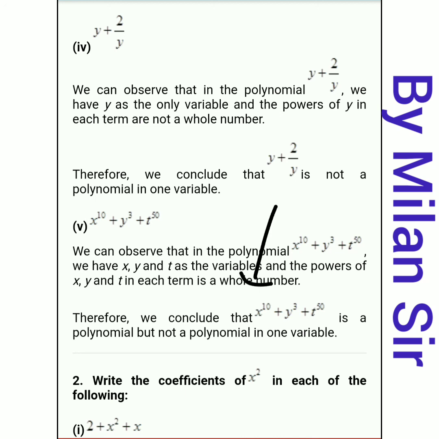Right? Here it is written that it is a polynomial but not a polynomial in one variable, because in total we have 3 variables. So here we need to check the conditions of a polynomial. That means the exponent must be a whole number and also the number of variables, right?